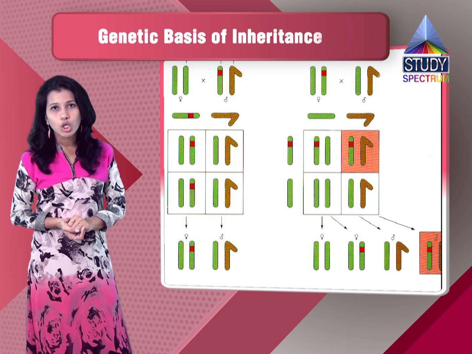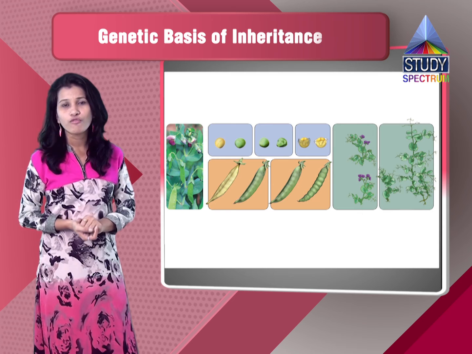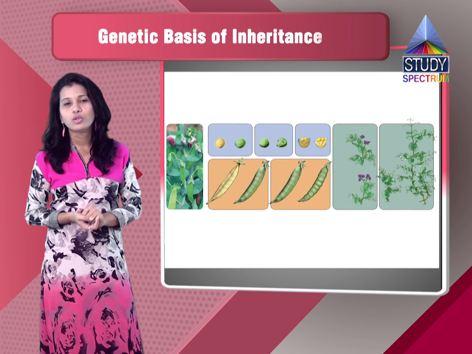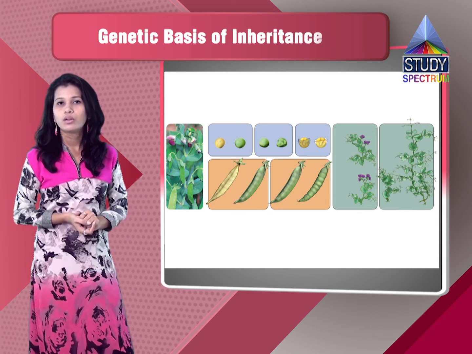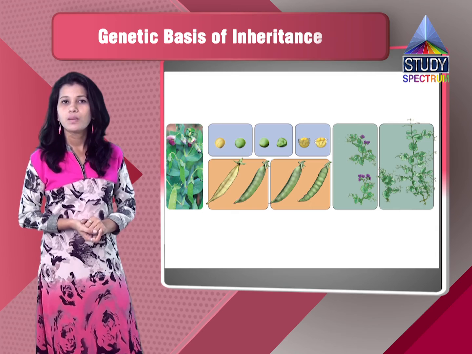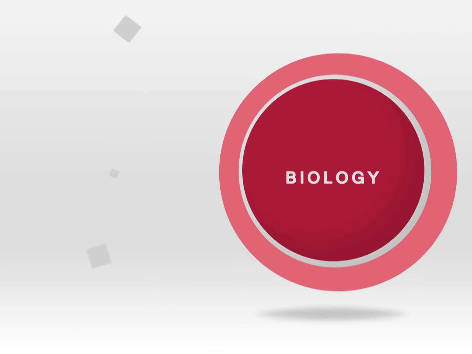Then a back cross. A back cross is a cross between the F1 generation and any of the parents. That means it can be either with the tall parent or with the dwarf parent. It can be either with the dominant one or with the recessive one. So this is the back cross. A back cross is a cross between the F1 and any of the parents.